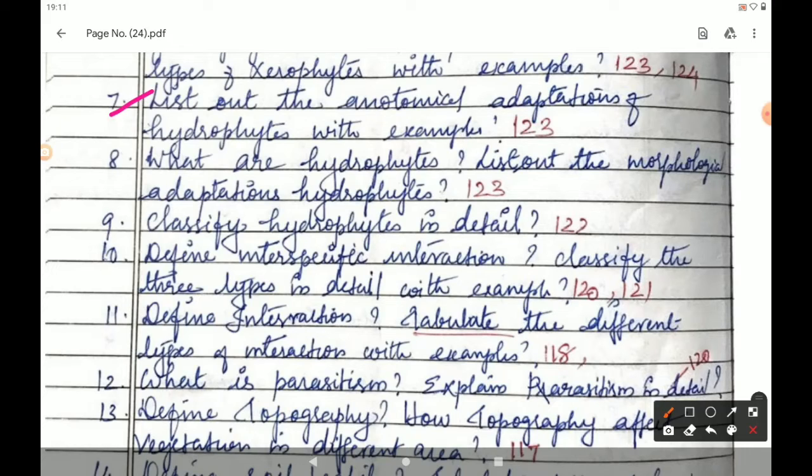The next question, eighth question, what are hydrophytes? List out the morphological adaptations of hydrophyte. Page number 123 it is given. What are hydrophytes? Page number 122. Hydrophytes are plants which are living in water or wet places. And the morphological adaptations of hydrophytes are given in page number 123.